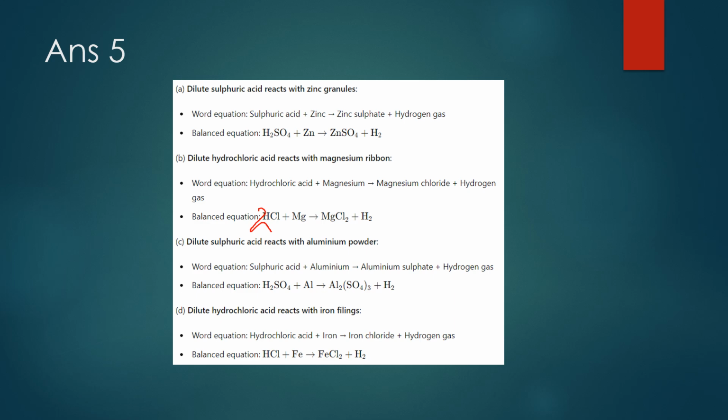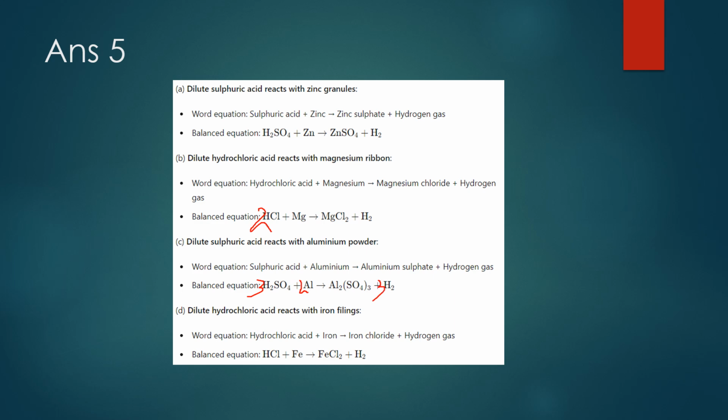Next is, dilute sulfuric acid reacts with aluminium powder. So H2SO4 plus aluminium gives Al2(SO4)3 plus H2. Right? So let's balance this. 2 will be introduced here because 2 aluminium atoms are there. SO4 whole thrice, so a 3 will be added here. And again H2 we have to balance, so again a 3 can be added here.